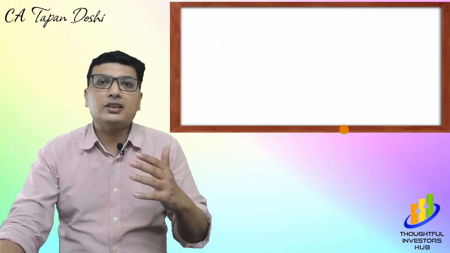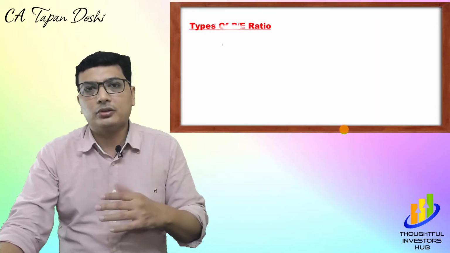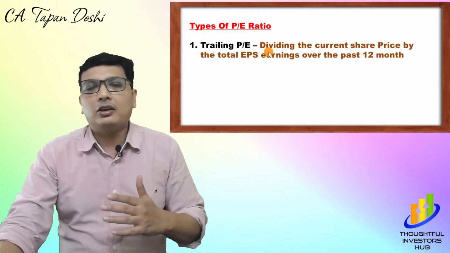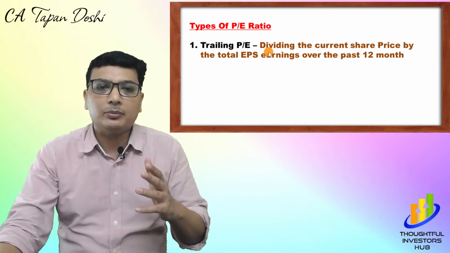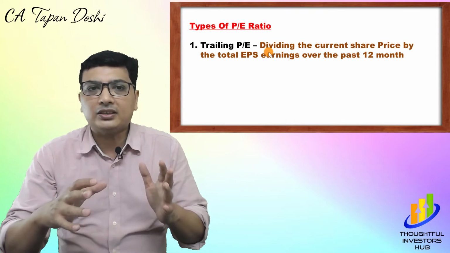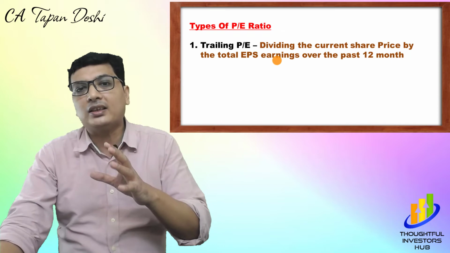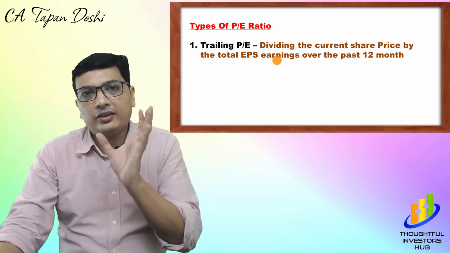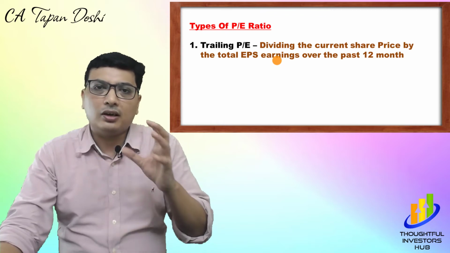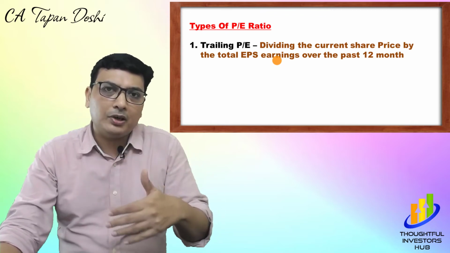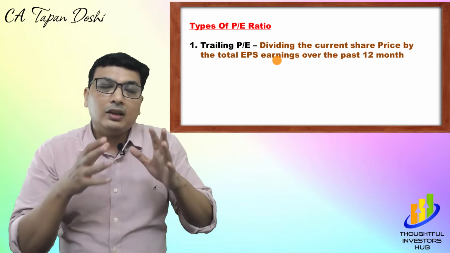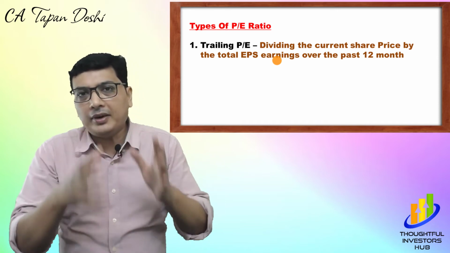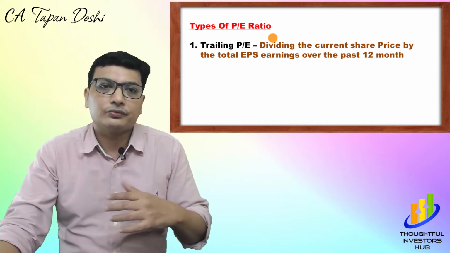Now let us see what are the various types of P ratios. Okay. So the first type of P ratio is trailing P. Now what is trailing P? Trailing P ratio is nothing but dividing the current share price by the total EPS earnings over the last 12 months. Okay. That is called a trailing P ratio. So you take the current price, and the EPS of the last 12 months. Okay. If you divide that, then you get a trailing P ratio.